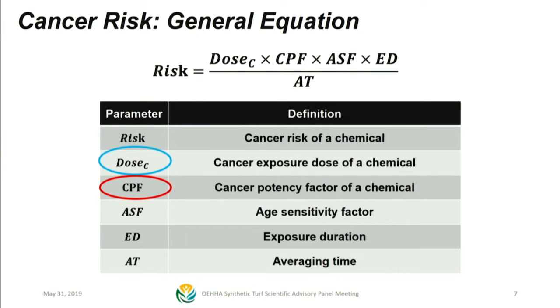The cancer potency factor is used to estimate the increased risk of a chemical in an exposed population from a lifetime exposure to that chemical. Age sensitivity factors are weighted factors that consider the increased sensitivity to carcinogens during prenatal and early postnatal life stages as compared with adult life stages. The exposure duration is the years of exposure, and the averaging time is the period over which that exposure duration is averaged.